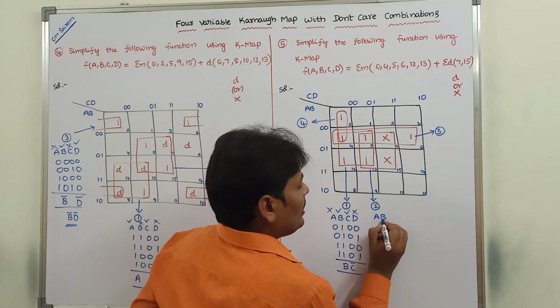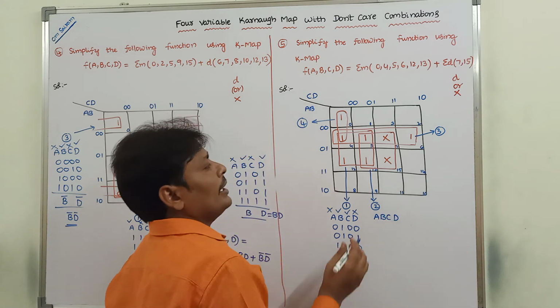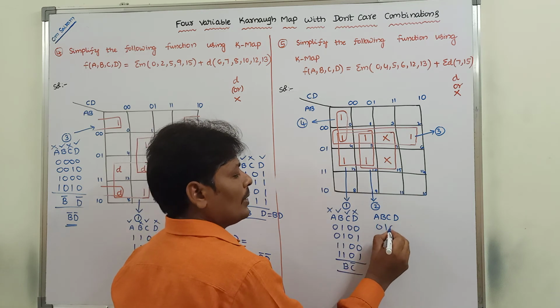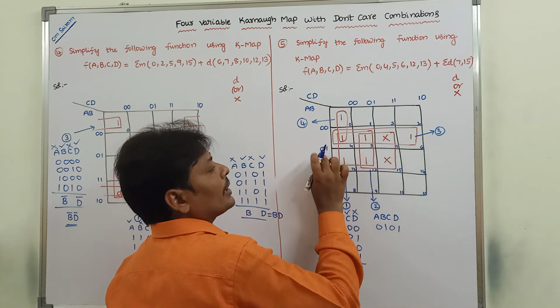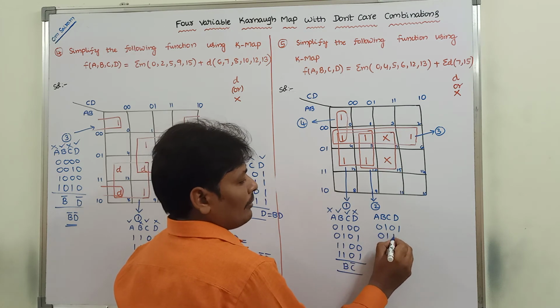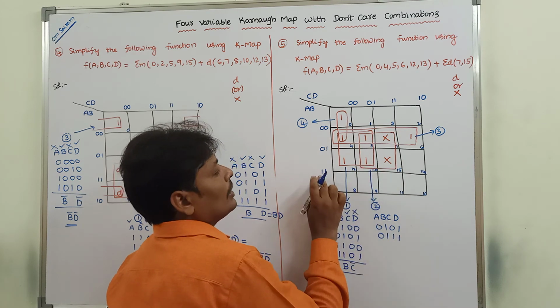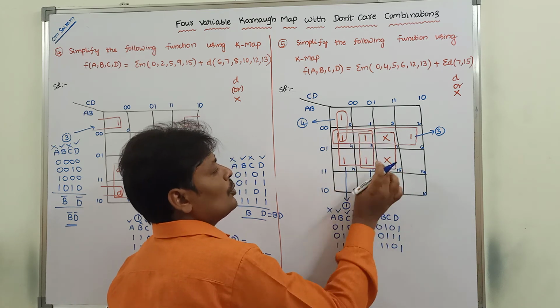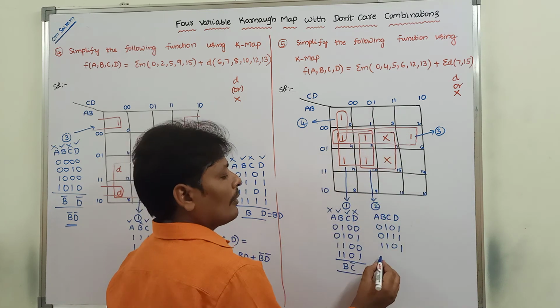Next one. For second quad A, B, C, D I am writing. For this one, row wise 0, 1, column wise 0, 1, 0, 1, 0, 1. For this don't care, row wise 0, 1, column wise 1, 1. For this one, row wise 1, 1, column wise 0, 1. For this don't care, row wise 1, 1, column wise 1, 1.